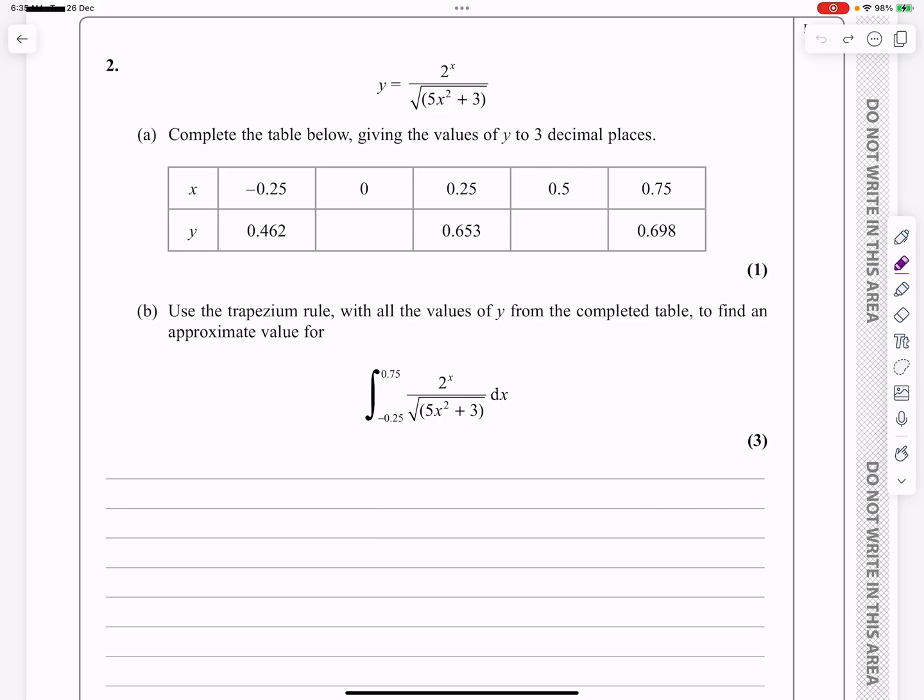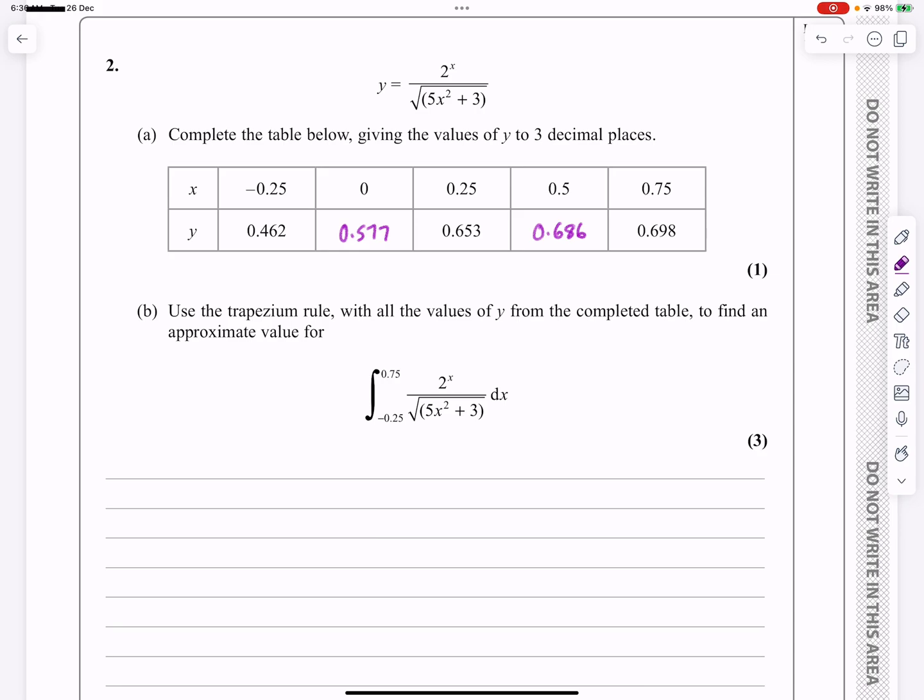2, part A says, can we complete the table below, giving values to 3 decimal places? So make sure we're actually following the instructions here. All we need to do is to put 0 in here and 0 in here. It's just a matter of making sure that you are able to use your calculator function properly. So if we put that in, we're going to get 0.577. If we put 0.5 in for those 2 values, then that on the calculator works out to be 0.686. Should be no problem at all for that one.